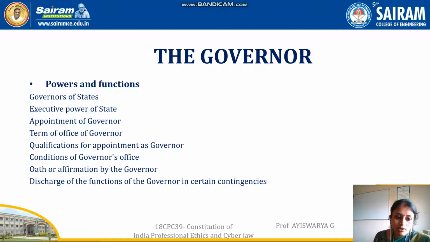So actually they will be having certain conditions of the governor's office, and also more powers over there. I said the conditions, like how the allowances will be given, and that they should not hold any other job. Those are all the commitments. And also they have certain oaths or affirmations. This all comes under Articles 161, 162 and 163.